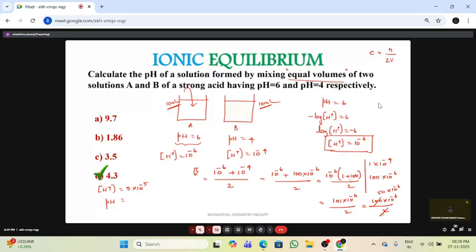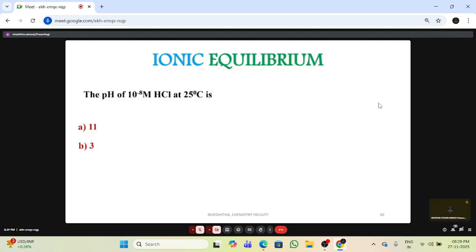Okay, next question is: the pH of 10 power minus 8 molar HCl at 25 degrees Celsius. The question is about HCl and the concentration is given as 10 power minus 8 molarity, and we have to calculate the pH of the solution.